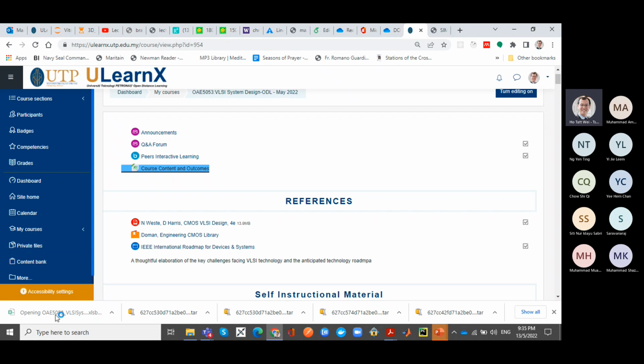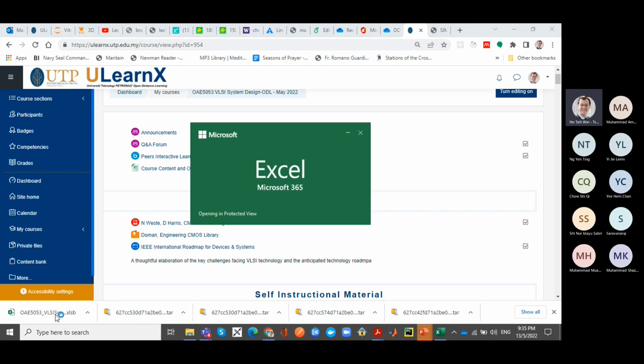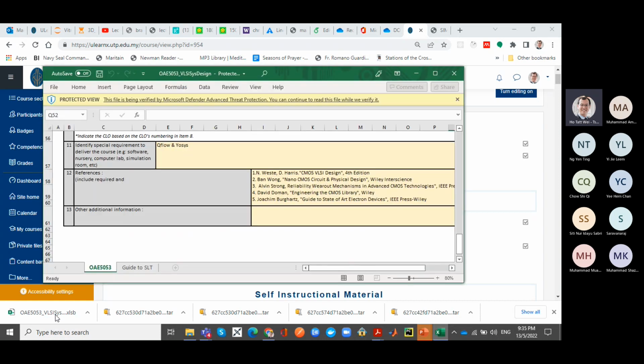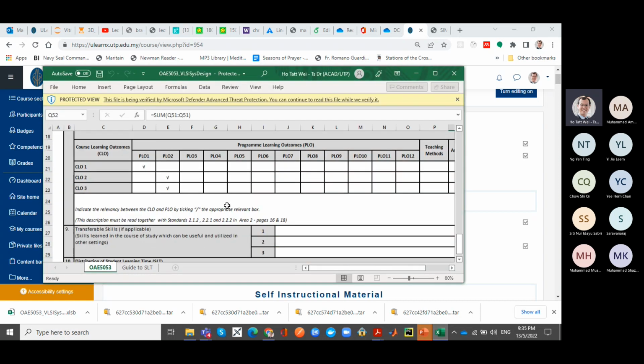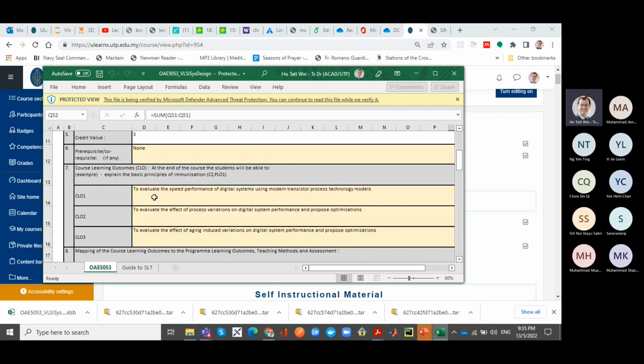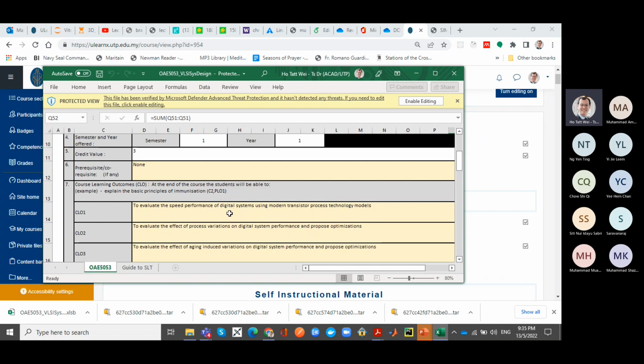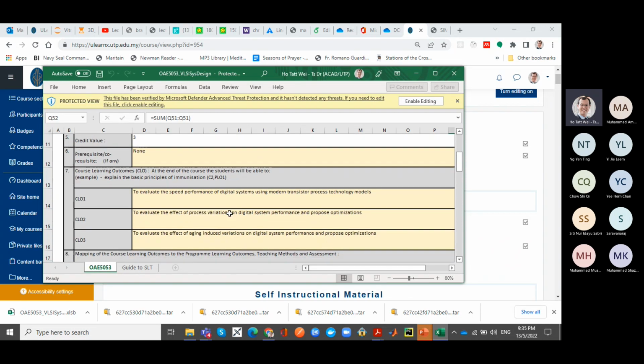It tells you the main topics and the course outcome. What do we expect that you would learn at the end of it? This is what we call the course learning outcomes. There are just three main ones, and the goal of this course, number one, is that I'd like you to be able to evaluate any kind of digital circuit or digital system in VLSI and estimate the speed of it. That's the key role here.